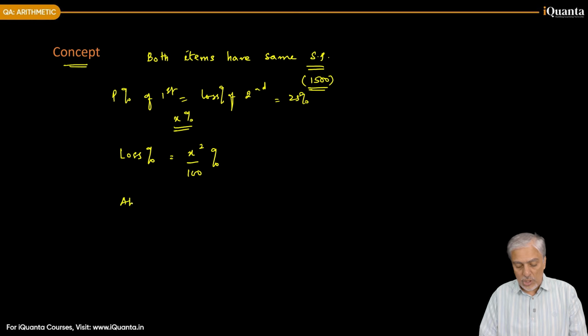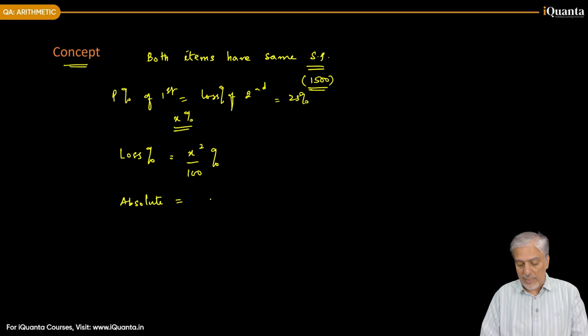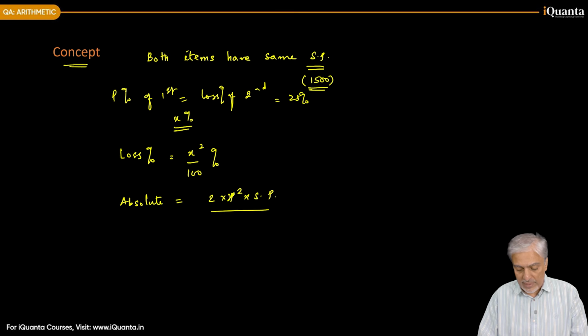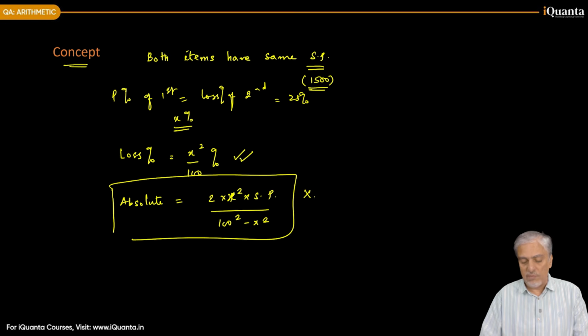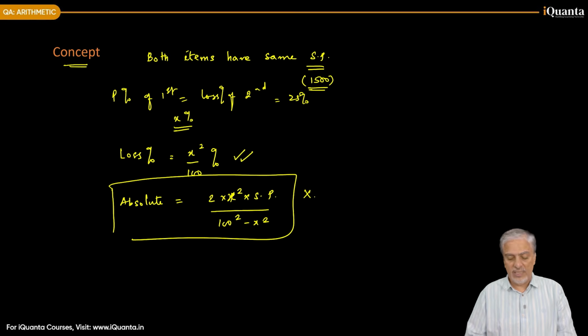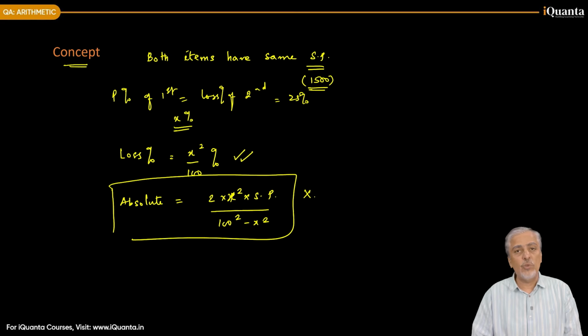And the absolute loss in rupees will be 2 into P square into selling price upon P is that X square into selling price upon 100 square minus X square. Very frankly, even if you don't remember this formula, it is completely okay. Even if you just remember this formula, it is more than enough. Now let's see how could we have used this formula in the same question behind.